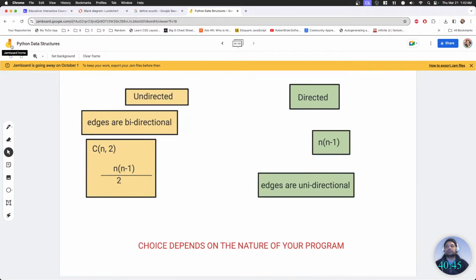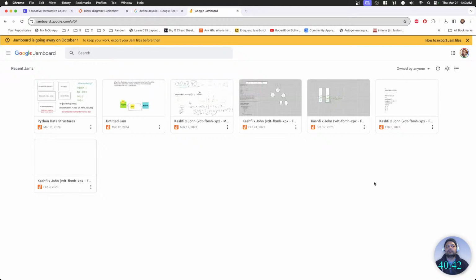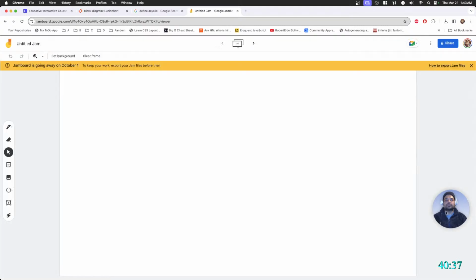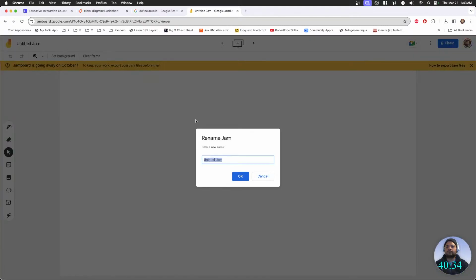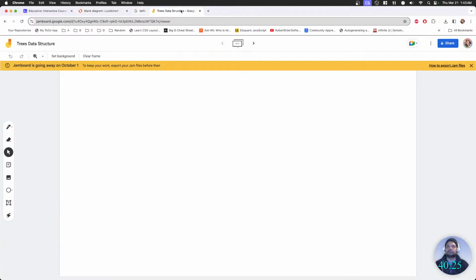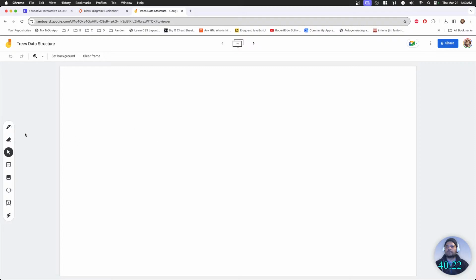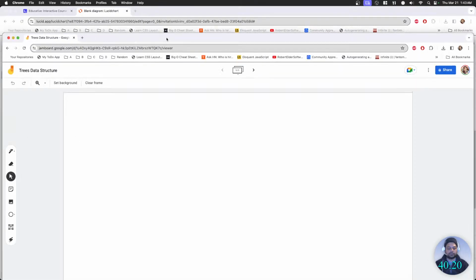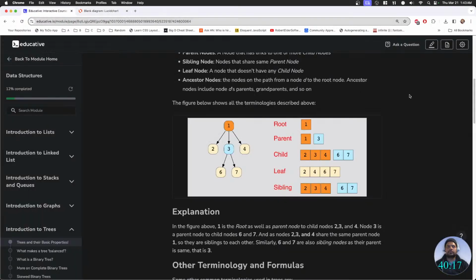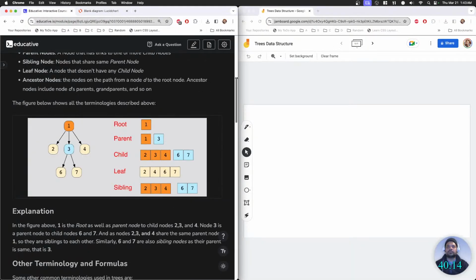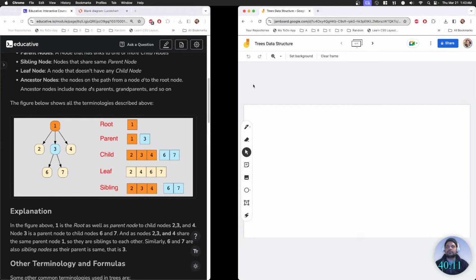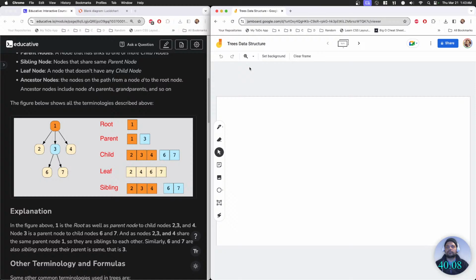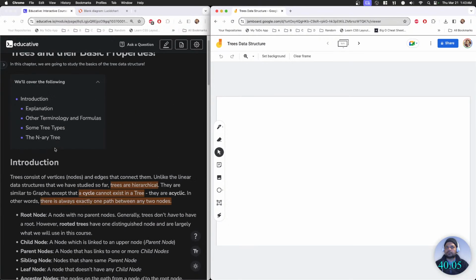You know what I actually like? I like the Jamboard. I'll take the 20. Let's see, what are we doing? Trees, data structure. I was going to do the Lucid chart, but Lucid chart is a little too much. I don't really need that much, whereas Jamboard is a little too bare. Lucid is a little too much for my use case. Alright, let's go.